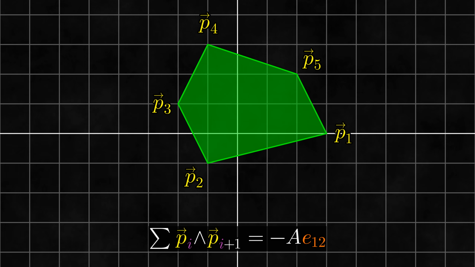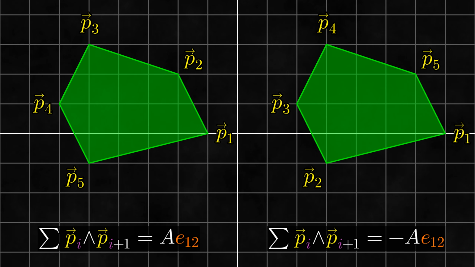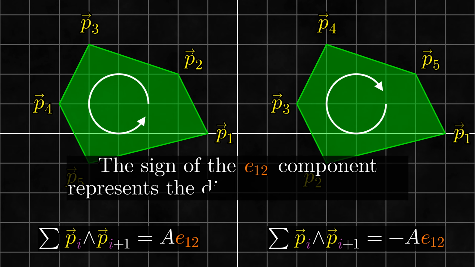But what exactly makes one case produce a positive value and the other case produce a negative value? Notice that in the first case, our points were going along the outside of the polygon counterclockwise. But in the second case, our points were going clockwise. The order of the points along the outside ends up being the orientation of the bivector we get representing the polygon. So the sign we get with this algorithm does have significance. It represents the direction the points go around the polygon.